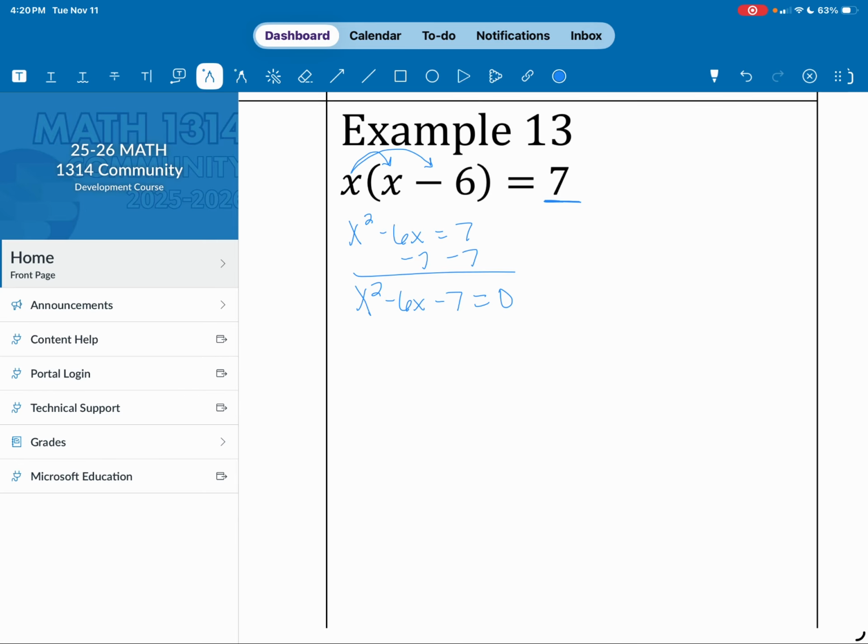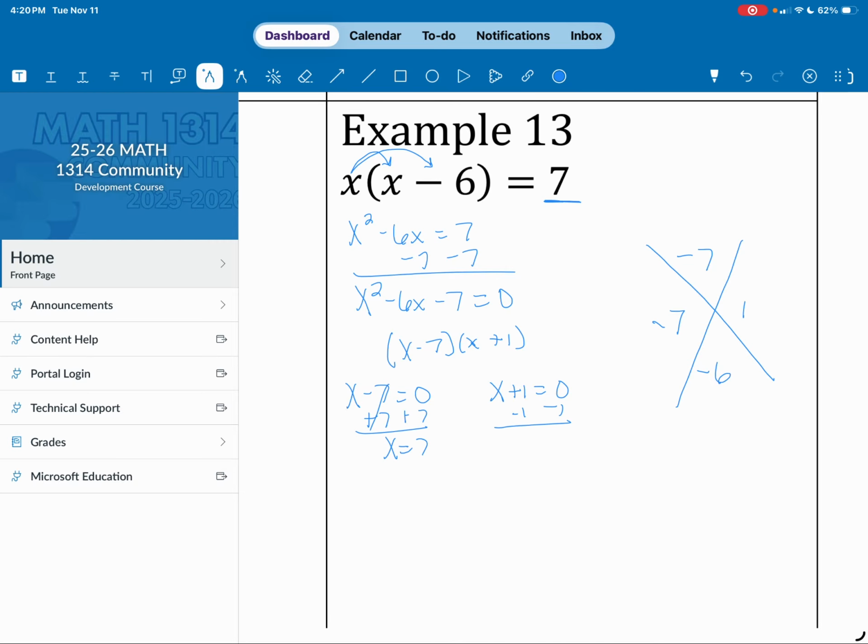And then I'll factor. So we get negative 7 and positive 1. Okay, so negative 7 times positive 1 gives me negative 6. So my factors are x minus 7, x plus 1. And so then I'll set it equal to 0. X minus 7 equals 0. X plus 1 equals 0. So I add 7 to both sides. So x equals 7. So x equals negative 1.